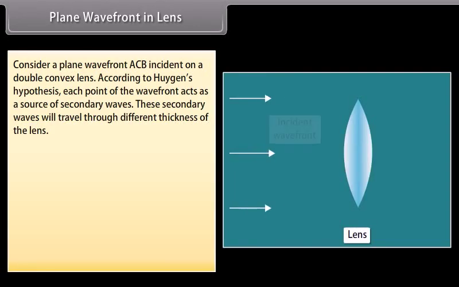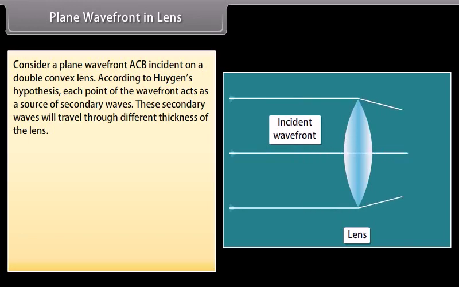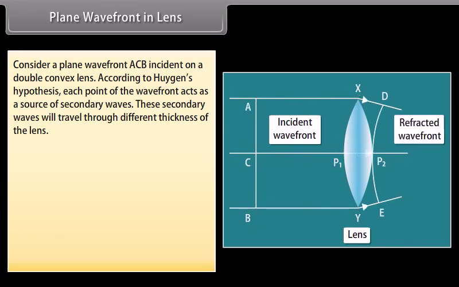Plane wavefront in lens. Consider a plane wavefront ACB incident on a double convex lens. According to Huygens hypothesis, each point of the wavefront acts as a source of secondary waves. These secondary waves will travel through different thicknesses of the lens.